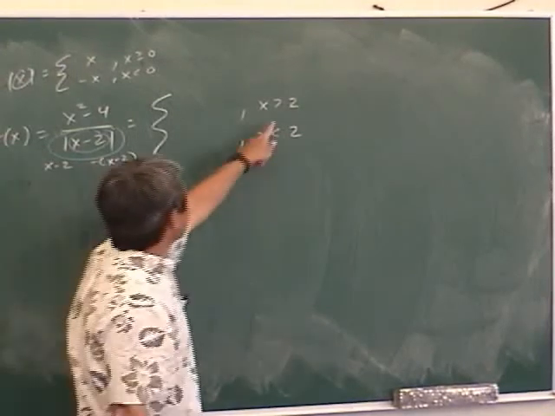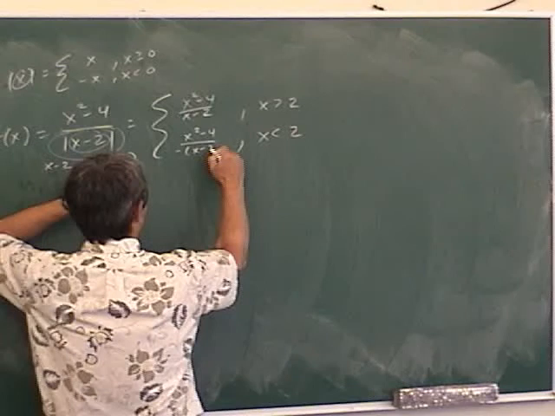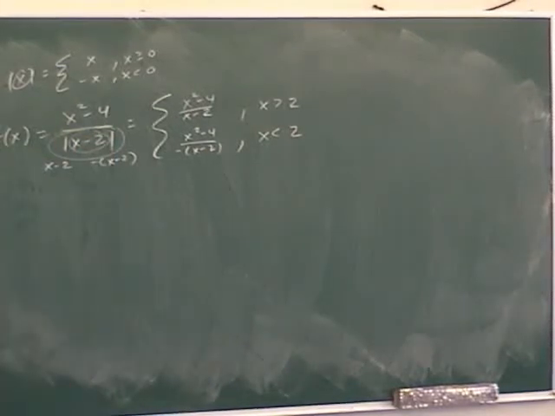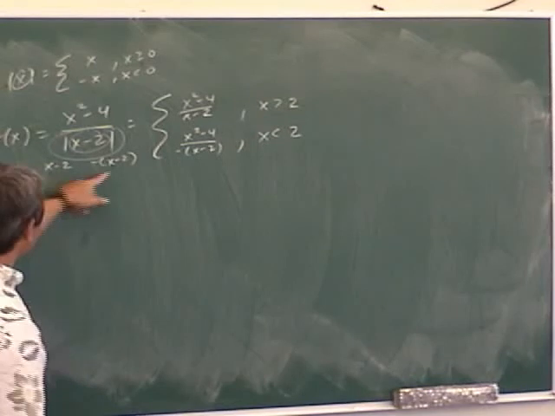So if the inside is positive, we're going to leave it alone. So you're going to use this one: x squared minus 4 over x minus 2. If x is less than 2, that means the inside will be negative. You're going to negate it. So you use this one. And there you go. That's your piecewise function. That's why we learned all that stuff last chapter, so you can use it this chapter. If the inside is positive, leave it alone. If the inside is negative, you negate it.